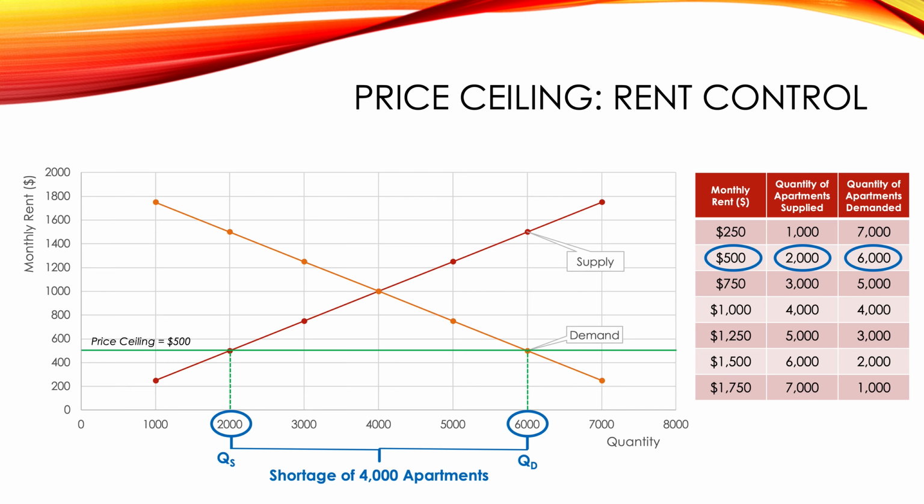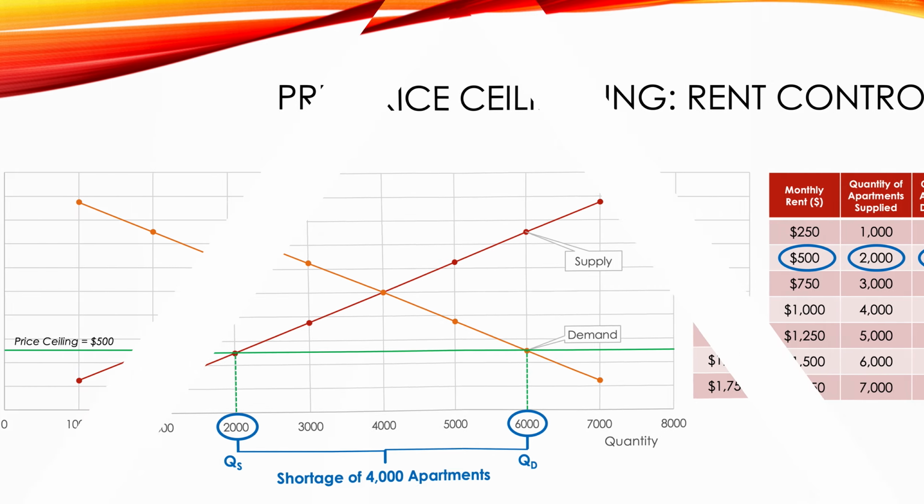But if you're one of the other 4,000 people who now will not get an apartment, you're looking for a place to live. So we've created a shortage of apartments with this price ceiling. So there are going to be winners and losers as a result of any government decision like this. So that's how price ceilings work with a somewhat real life example of rent control.